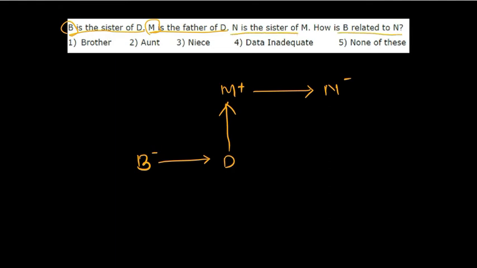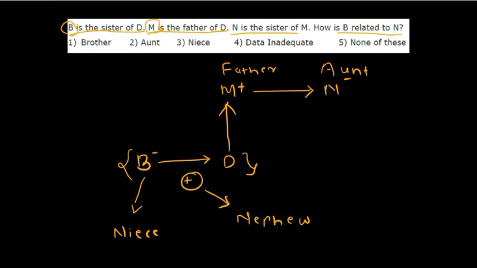So how is B related to N? These two are siblings. This is father, and father's sister is aunt. What is the relationship between B and N? So N is aunt, so B, which is female, is going to be niece. Had it been male, then it would have been nephew. But B is female as given in the problem, so our correct answer is niece.